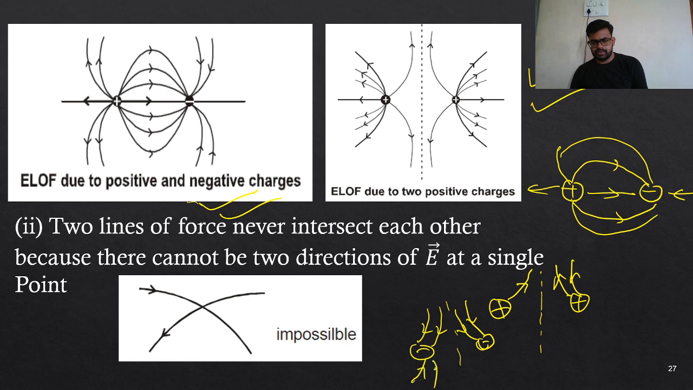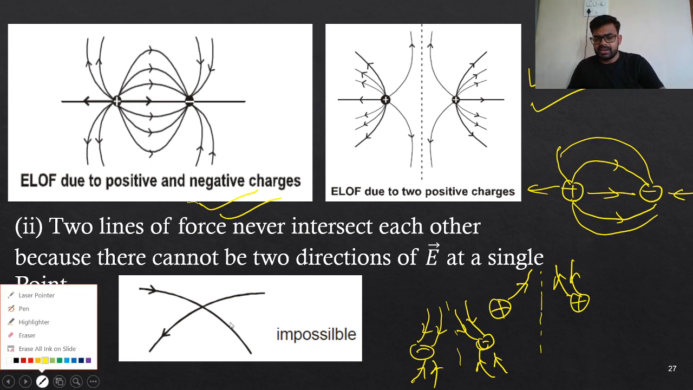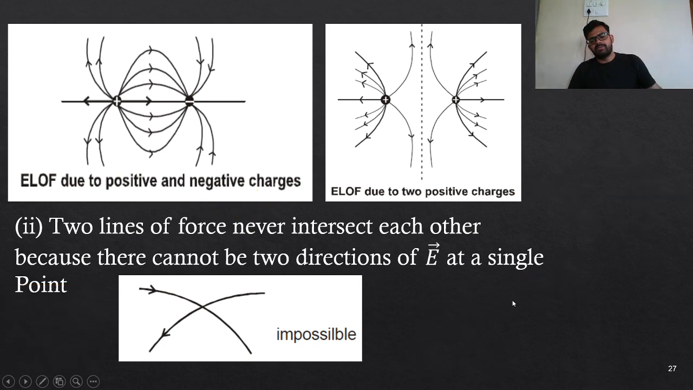Okay, the direction will be towards the charges. Yes, that's all. Okay, next, two field lines never intersect each other. That's why here the field lines are not crossing each other, these are just repelling each other. Why? Because if at a point two field lines are crossing each other, it means at the same point we cannot define the direction of electric field.